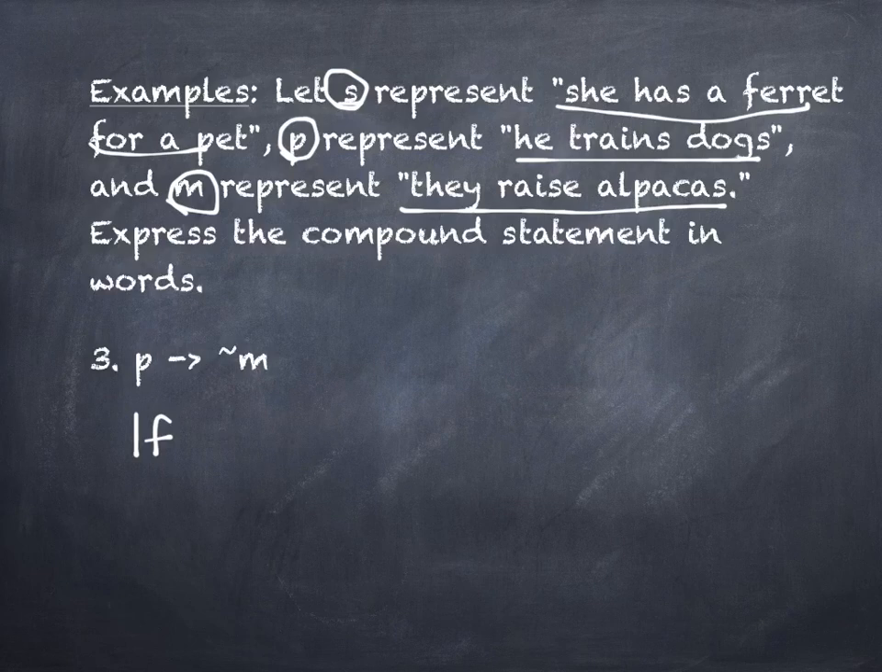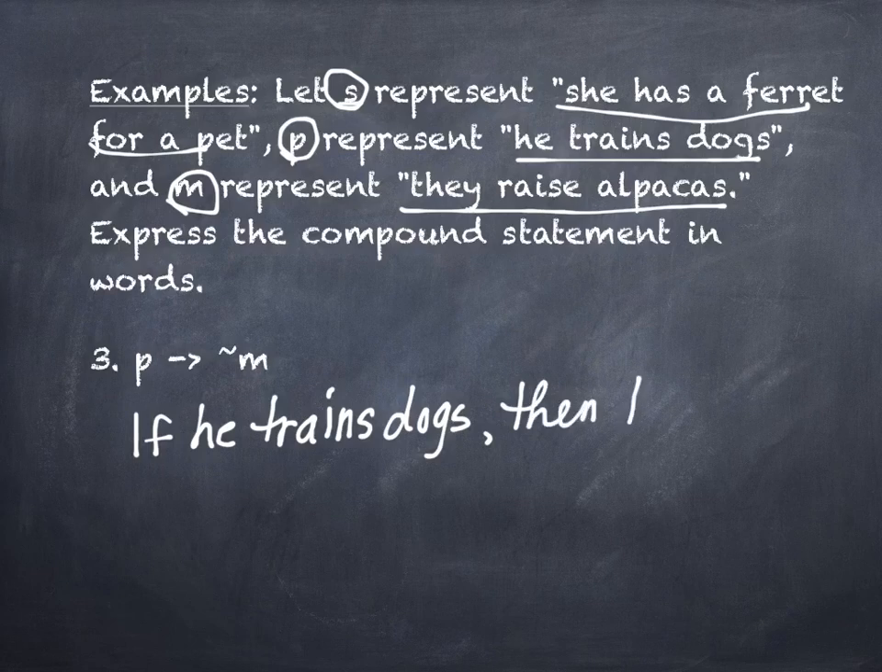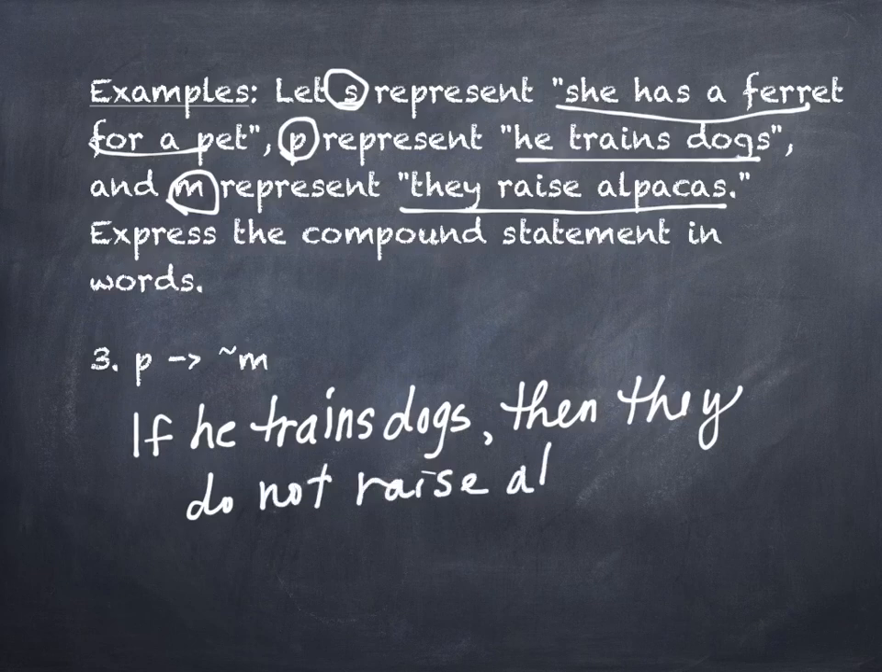It's the part that represents P. And what was P? He trains dogs. So the if comes to the beginning, and then he trains dogs is going to come next. What will come next? Then they do not raise alpacas.